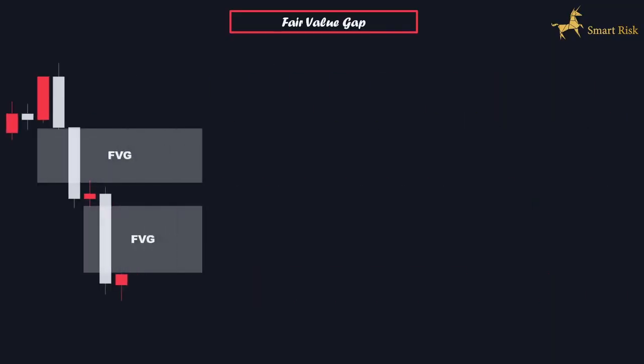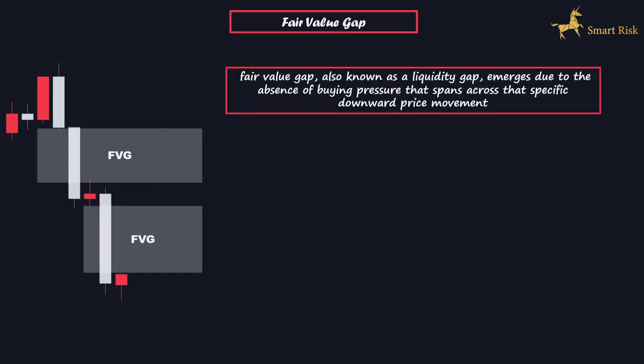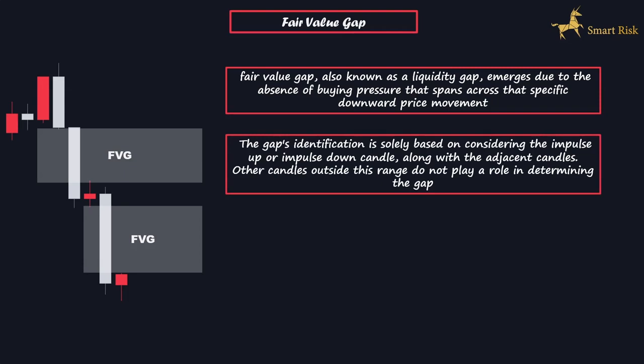Imagine a scenario where the price experiences a downward movement. In this case, a fair value gap, also known as a liquidity gap, emerges due to the absence of buying pressure spanning across that specific downward price movement. Please note that the identification of the gap is solely based on considering the impulse up or impulse down candle, along with the adjacent candles. Other candles outside this range do not play a role in determining the gap.